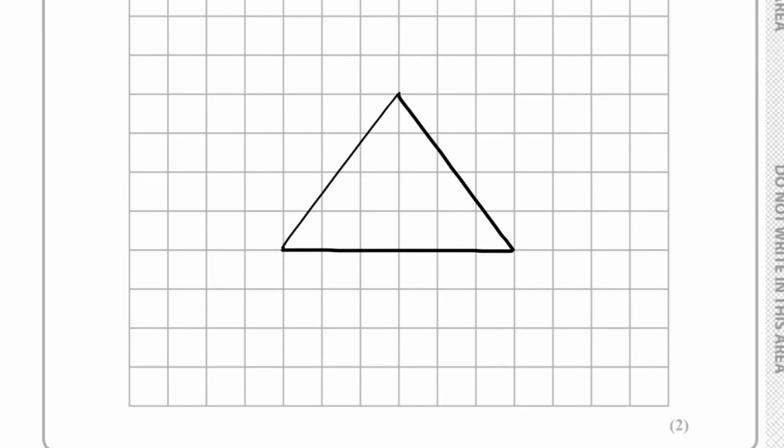So now let's add on the measurements. We have 6 centimeters for the base, and for the height we have 4 centimeters.